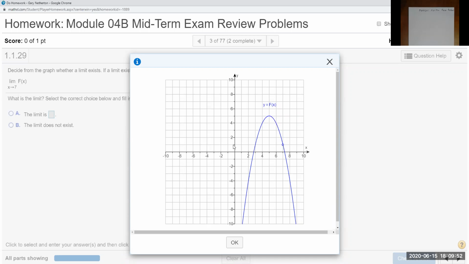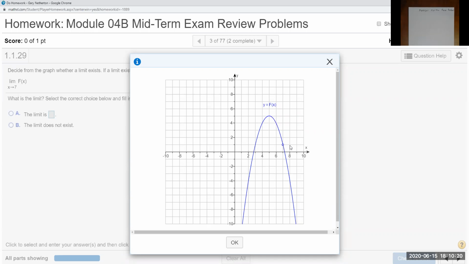Now I have to see what happens as x approaches 7 from the right. So here, x is approaching 7 from the right. What is the function approaching? It's approaching 1. Now the question is, when you approach from the left and the right, is the value of the function going to be the same? In this case, it is. The value of the function is going to be 1.